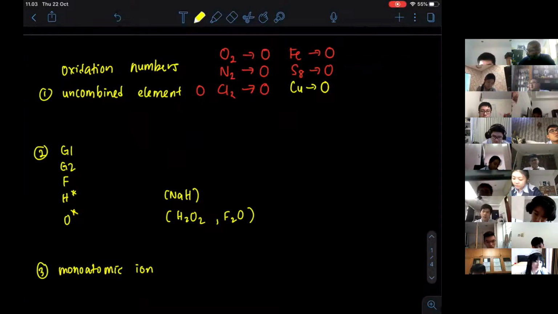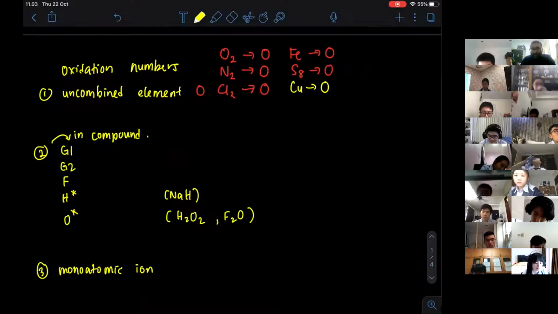Now the second one that I want you to remember: if you have group 1 elements in a compound, the oxidation number is going to follow the charge, +1. I'll give you some examples in a while. If they are in a compound and in group 2, then they will follow +2. I'll give you one example.